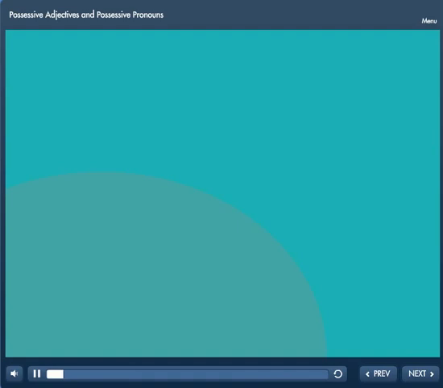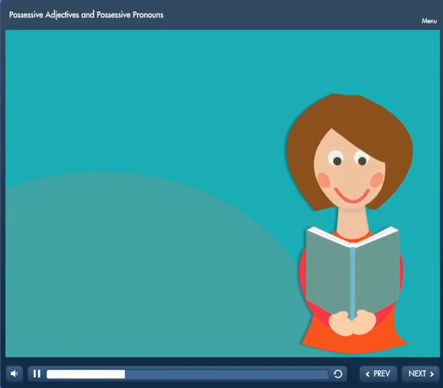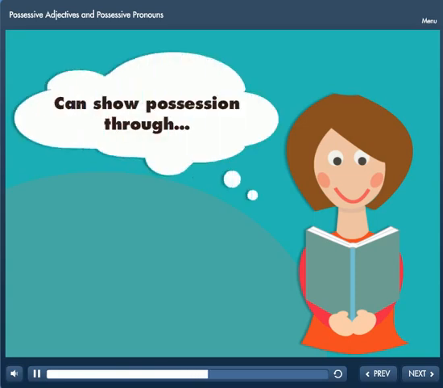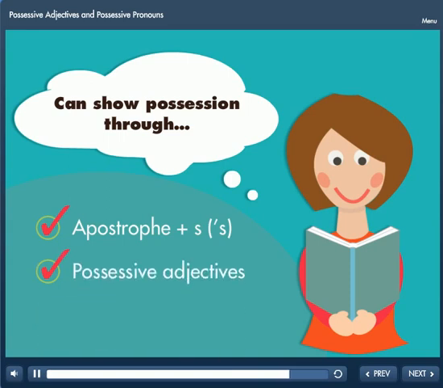We learned earlier that the verb to possess also means to own. If I say that I possess a book, that means that I own the book or that the book belongs to me. We also learned how to show possession by using an apostrophe. Another way to show possession is through the use of possessive adjectives and possessive pronouns.